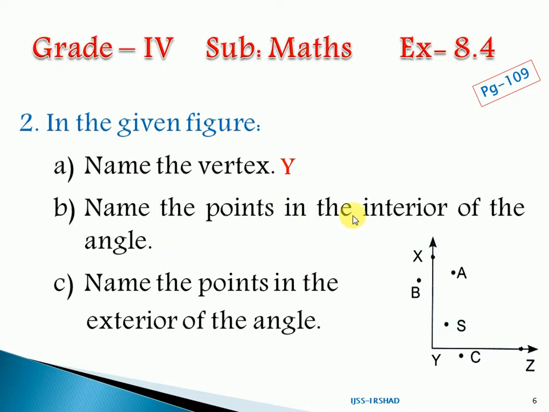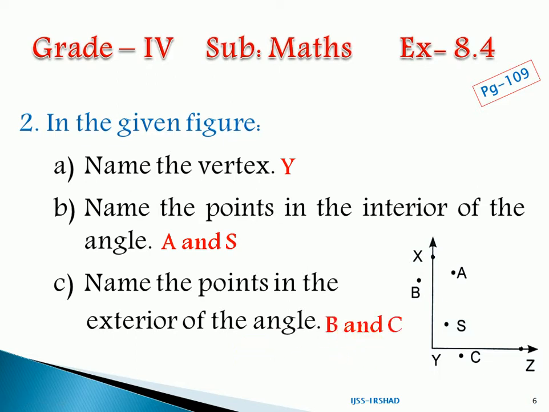So here, name the points in the interior of the angle. You can see these two are the arms. So what is interior? Here you can see A and S. These 2 points are in the interior of the angle. So you can write it here, A and S. Name the points in the exterior of the angle. Hope you have understood. So you can see what is in the exterior. Here you can see this point B, and here this point C. So this can be written here as exterior points of the angle: B and C.